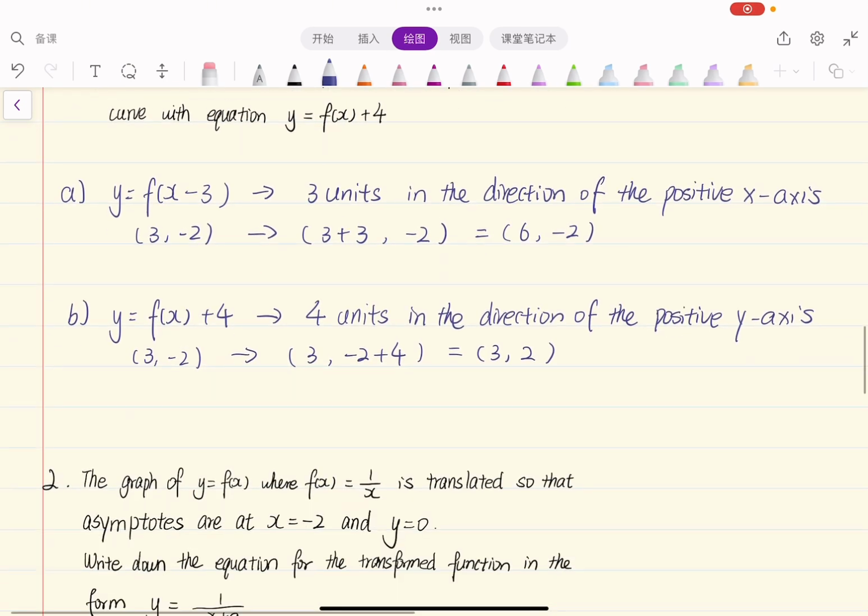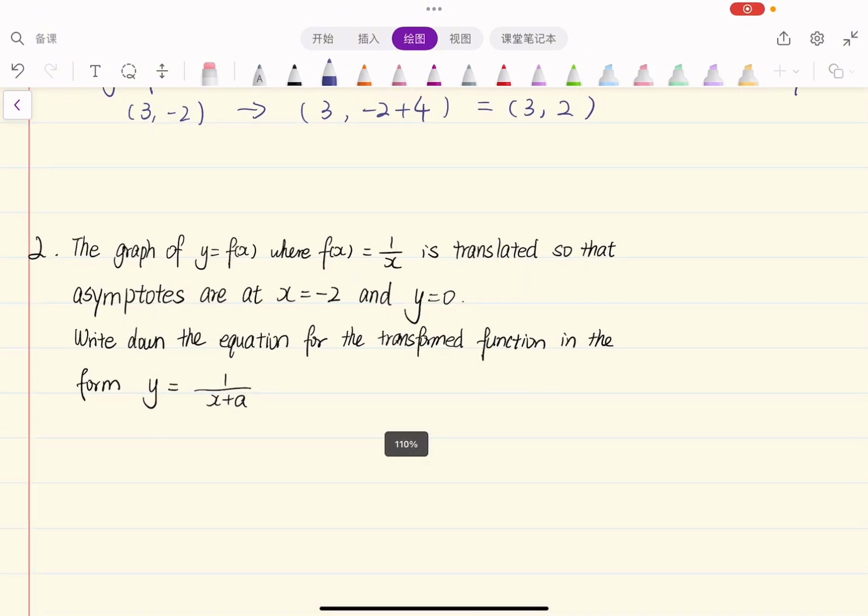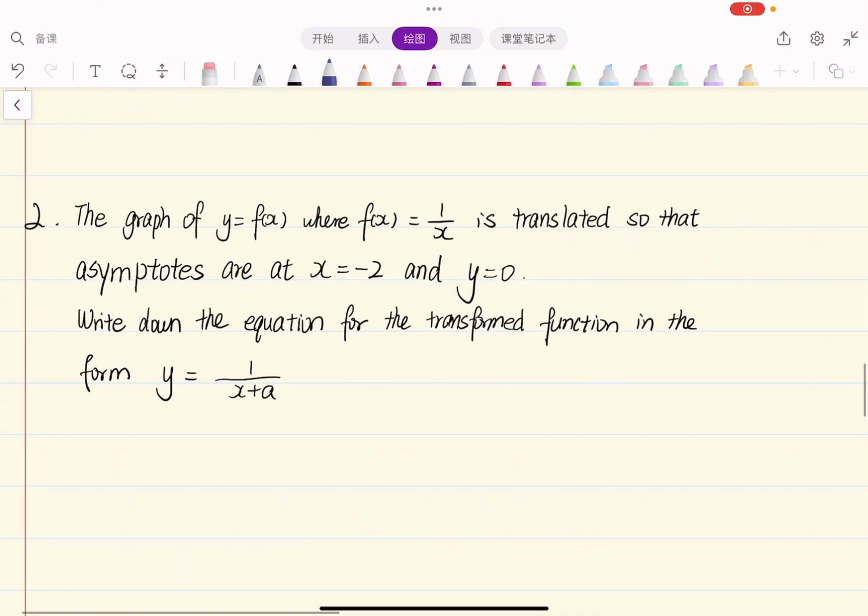Now move on to question 2. There is a graph of y equals f(x), where f(x) equals 1 over x, translated so that the asymptotes are at x equals minus 2 and y equals 0. Write down the equation for the transformed function in the form y equals 1 over (x plus a).